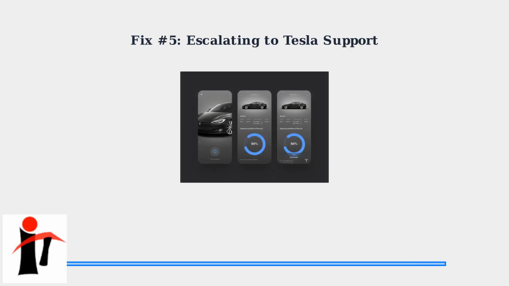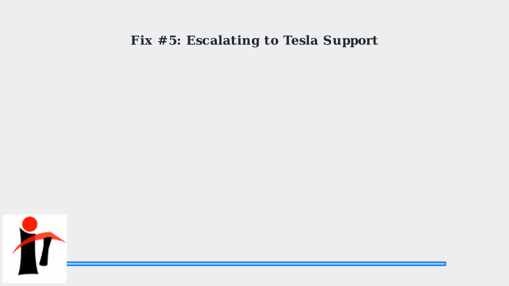If none of the previous fixes resolve the issue, it's time to escalate to Tesla support. They have access to advanced tools and can perform back-end resets or diagnose specific problems with your account or vehicle. Before contacting support, check your app interface for version information. The Tesla app displays vehicle status and can help you gather the necessary details.